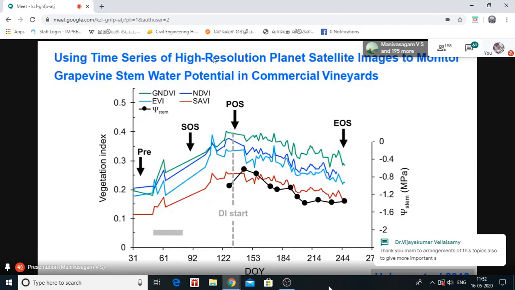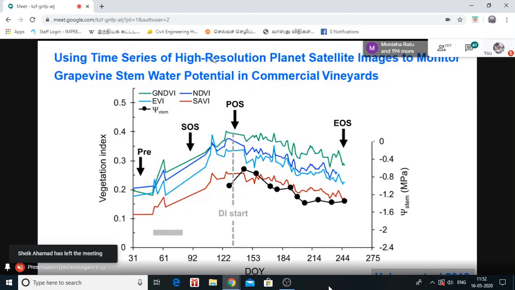So another important thing is we have to choose the model and the indices depending on the crop type. In the previous study, we used an eddy covariance system for a crop like cotton, which is grown in the open field. But here we have used stem water potential, because the crop is grapes, a commercial vineyard grown in Israel.